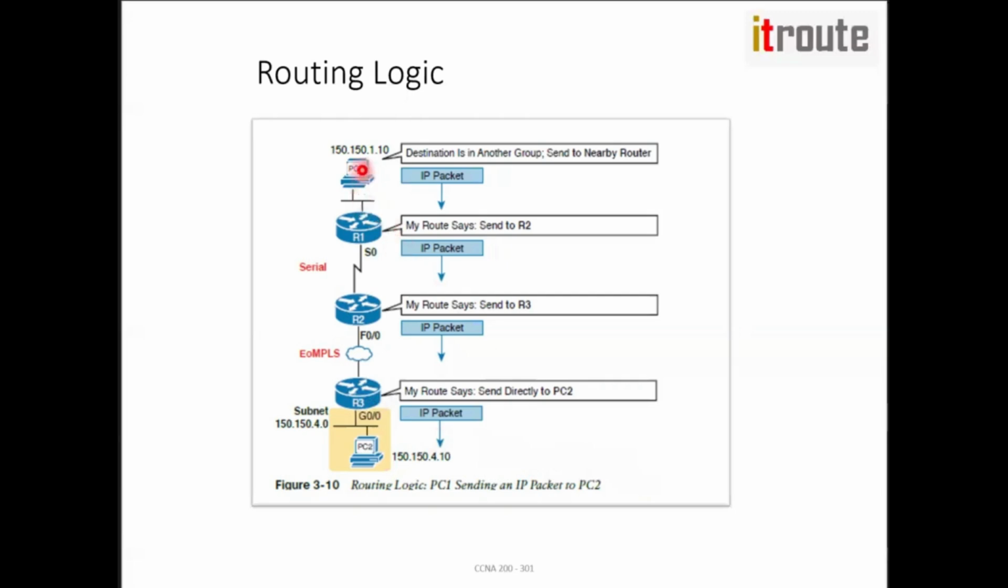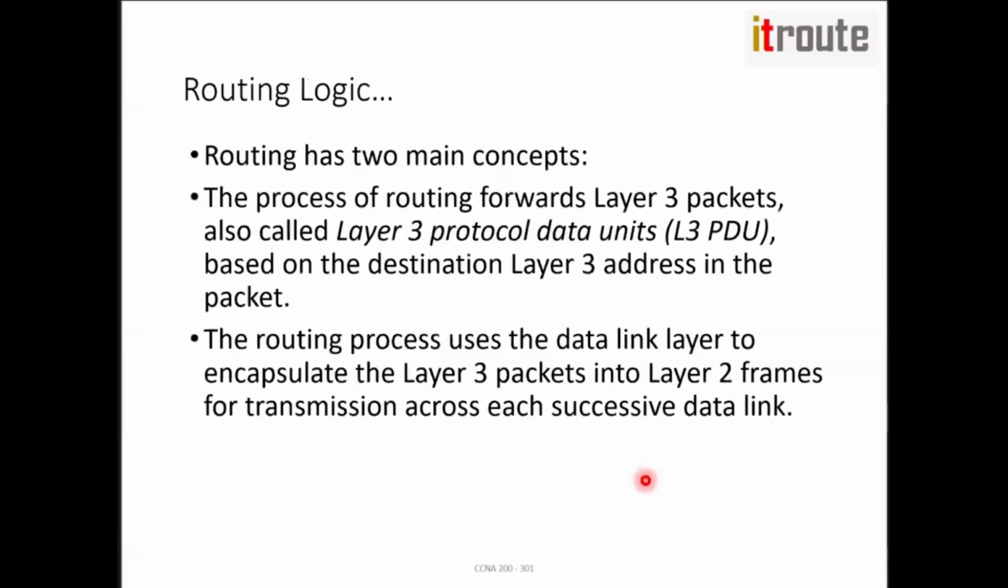So when this PC wants to send traffic to this destination device, it will send it to this router. Router 1 will send to router 2, and router 2 will send the traffic to router 3. In this way, our packet will go through the link. A router's main job is to send the traffic.